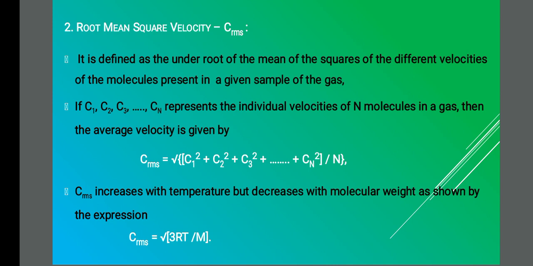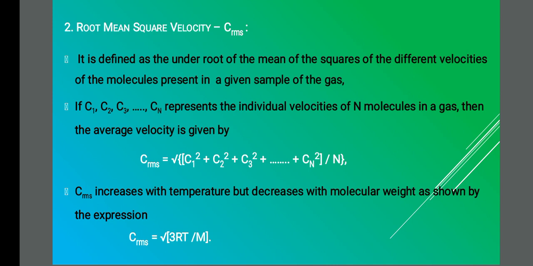It is given by the formula C RMS is equal to square root of C1 square plus C2 square plus C3 square up to Cn square divided by n. So this we call root mean square velocity. I'll define it again: root mean square velocity is the under root of the mean of the squares of the different velocities of the molecules present in a given sample of the gas. So C RMS is equal to the square root of C1 square plus C2 square plus C3 square up to Cn square divided by n, with everything inside the square root.